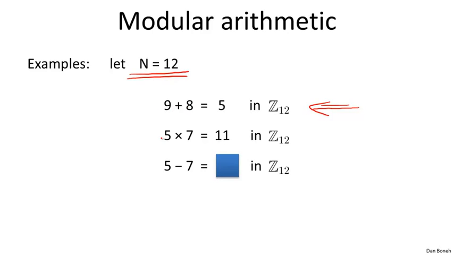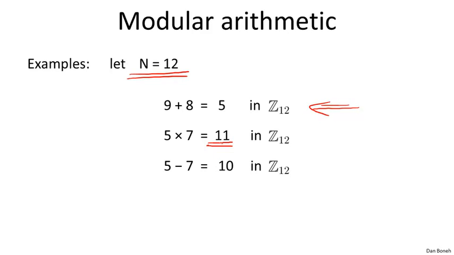Well, 5 times 7 is 35. And if you recall, 36 is divisible by 12. So 5 times 7 is really minus 1 modulo 12. 35 is minus 1 modulo 12. But minus 1 modulo 12 is basically the same as 11, because I just add 12 to minus 1 and I get 11. And the next question is, how much is 5 minus 7 in Z12?